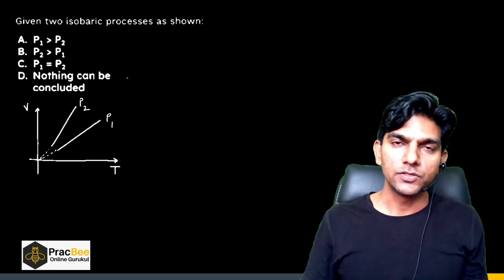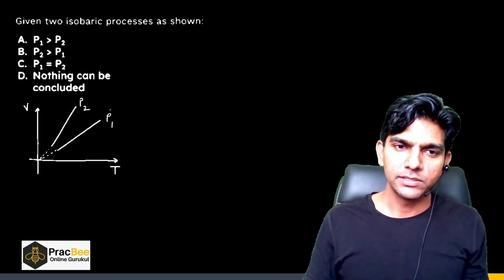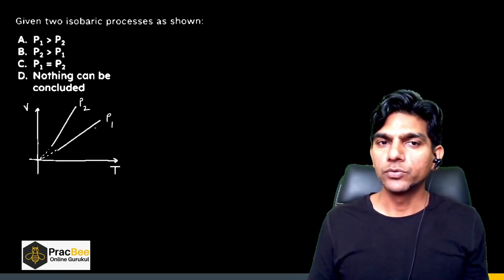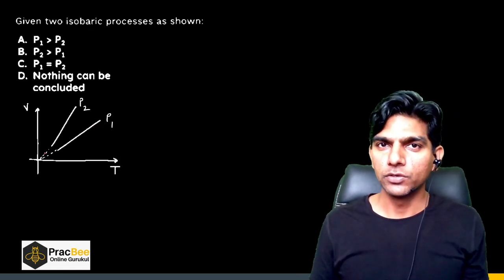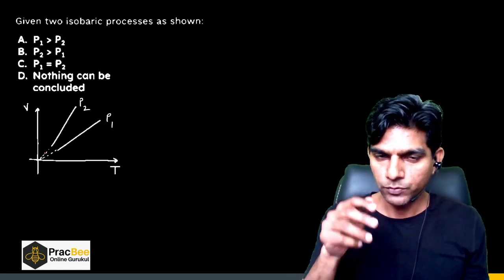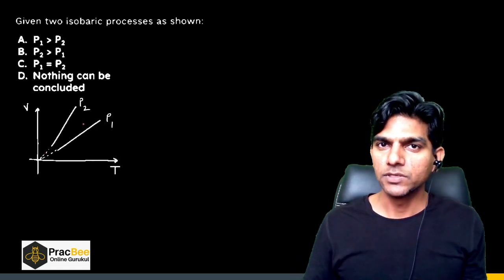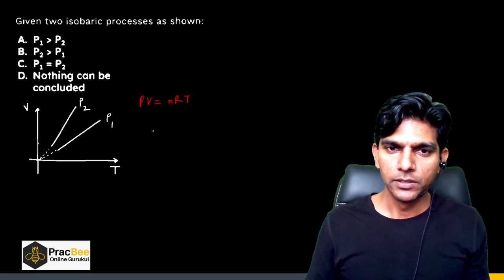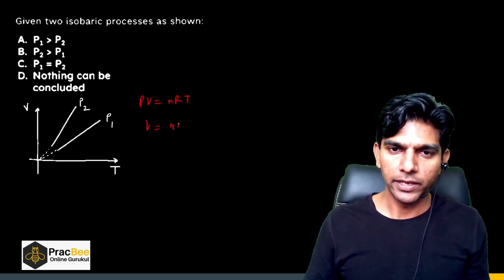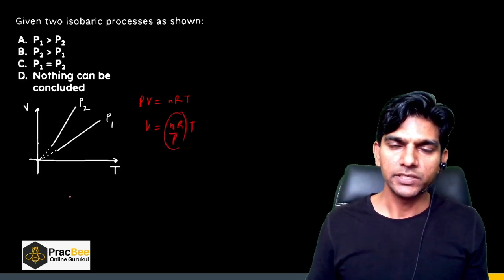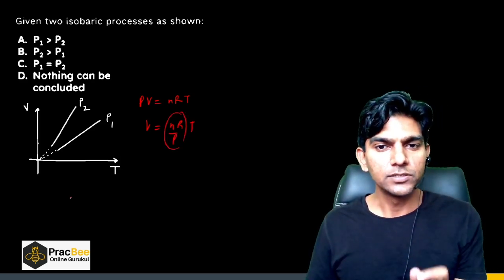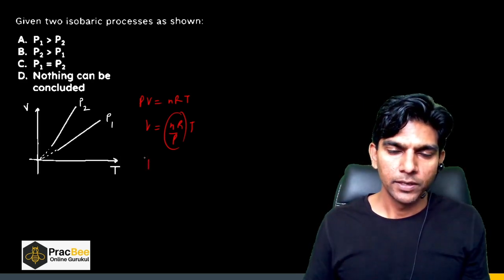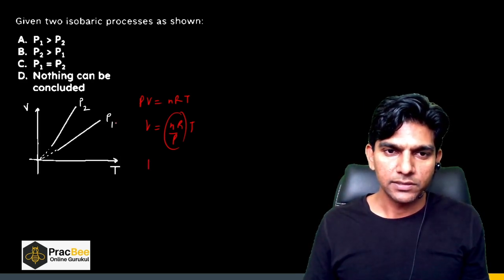So next is from KTG in thermodynamics. It is basically about the indicator diagram. We have given two isobaric processes and both the curves pass through the origin. So for both the graphs the pressure is constant. PV equals nRT, so we can say V equals nR by P times T. Can you see the slope of the VT graph depends upon the pressure. So the greater the pressure, the smaller the slope. So it means if P1 is less, the slope will be more.